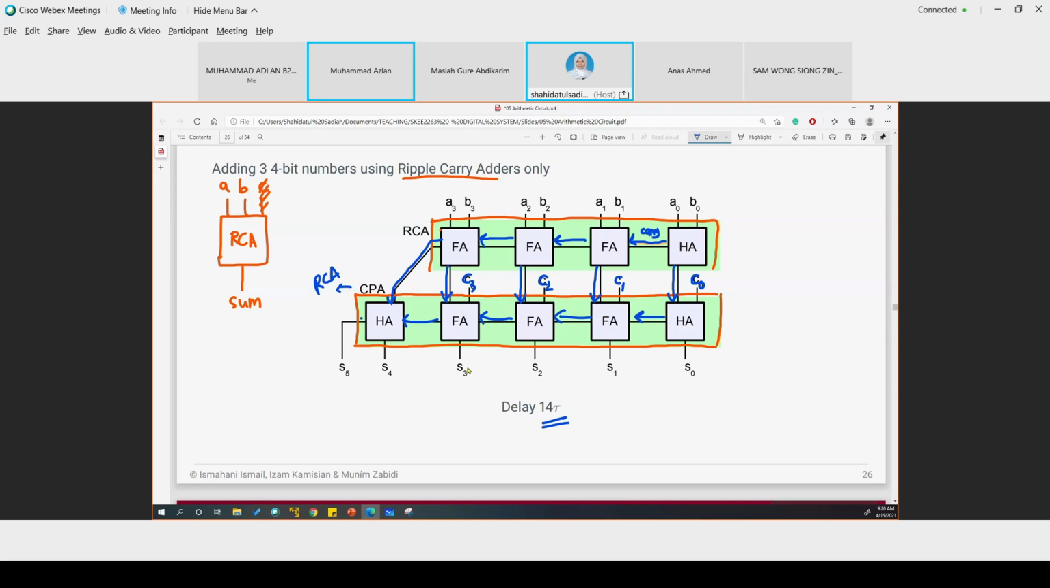Oh, okay. So you just have to remember that for this pattern, the delay is 14. You can derive why the delay is 14 later.